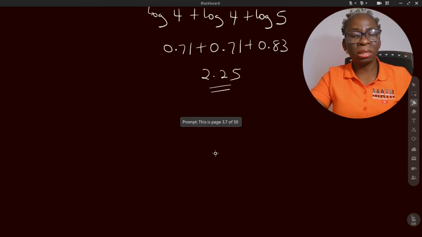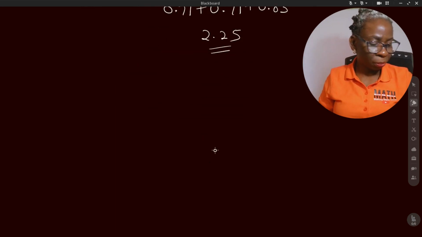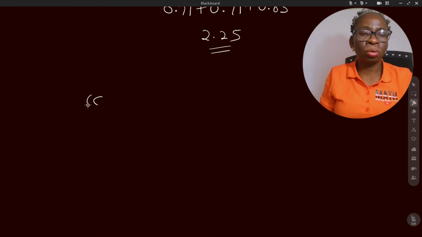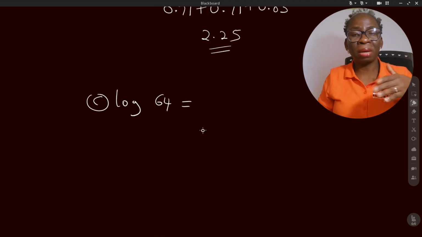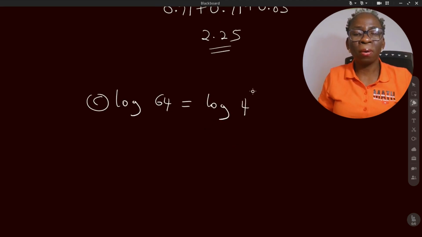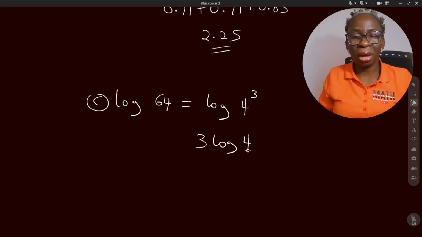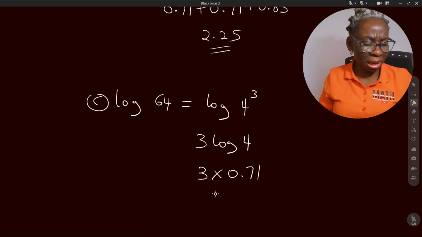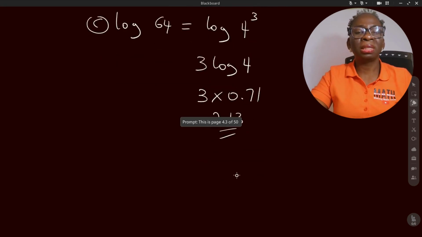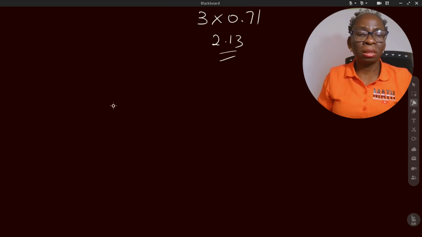The next one is log 64. So how do we combine now? This log 64 can be expressed in terms of 4. So this will give log 4 power 3, since 4 times 4 is 16 times 4 is 64. And this is the same thing as 3 log 4. That would give 3 times 0.71, and that will be 2.13.